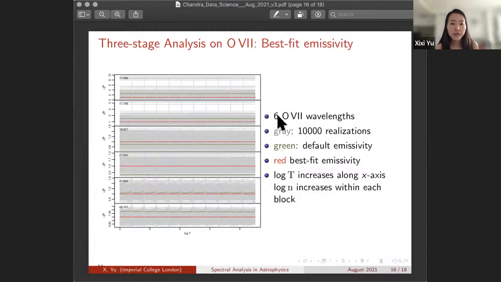And then using the fully Bayesian results, we are able to calculate the best fit emissivities. It is the red curve again. But in this case, because the oxygen 7 emissivities are both density and temperature dependent, along the axis the temperature is increasing, and then within each panel, the density is increasing for this plot.